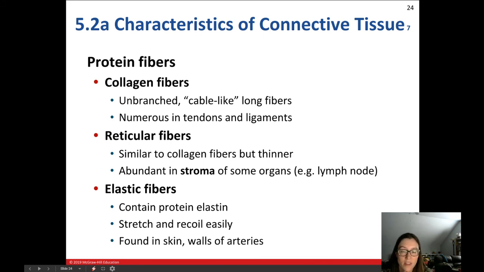Reticular fibers are thinner than collagen fibers. They're abundant in the stroma, making up the framework of some organs like the lymph nodes and the spleen. And then finally, we have elastic fibers. They contain the protein elastin, and they stretch and recoil. We find these in places like the elastic cartilage in the ear, in the skin, and in the walls of our arteries, where they stretch with your heartbeat.